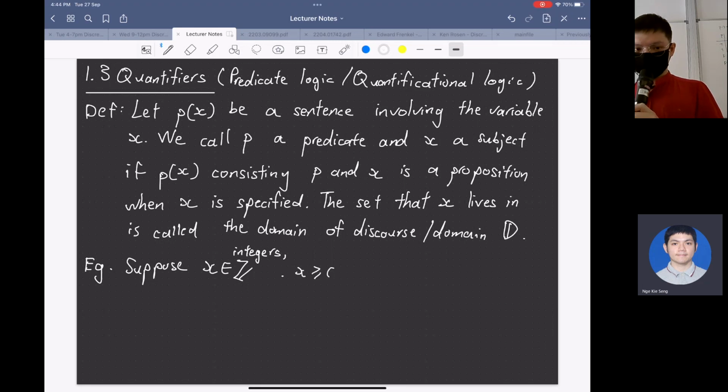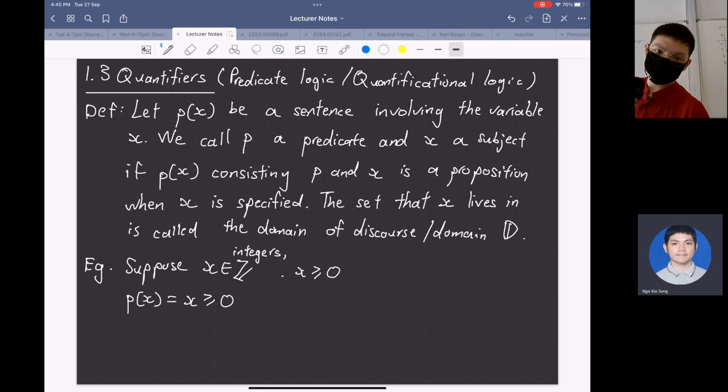X greater than 0. Okay. So my P(x) here is what? Is x greater than or equal to 0. Okay, so this is the predicate. This is the subject.